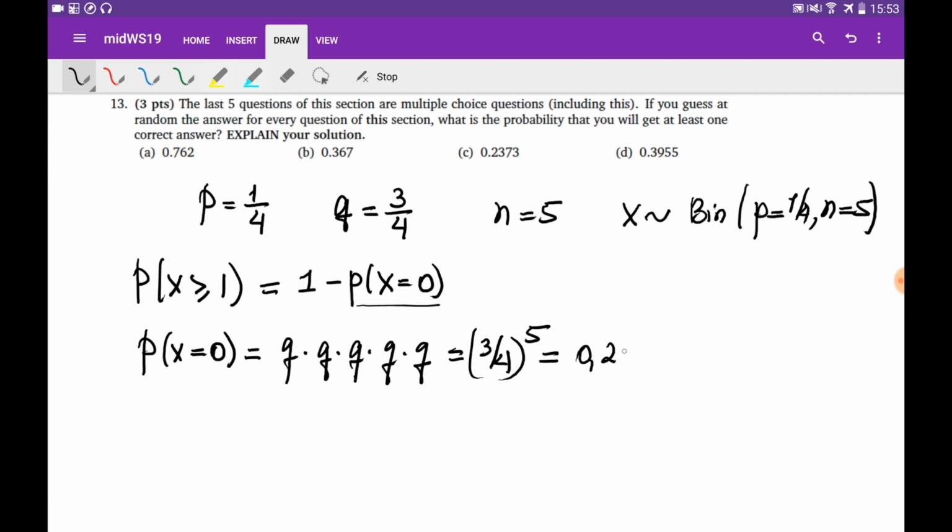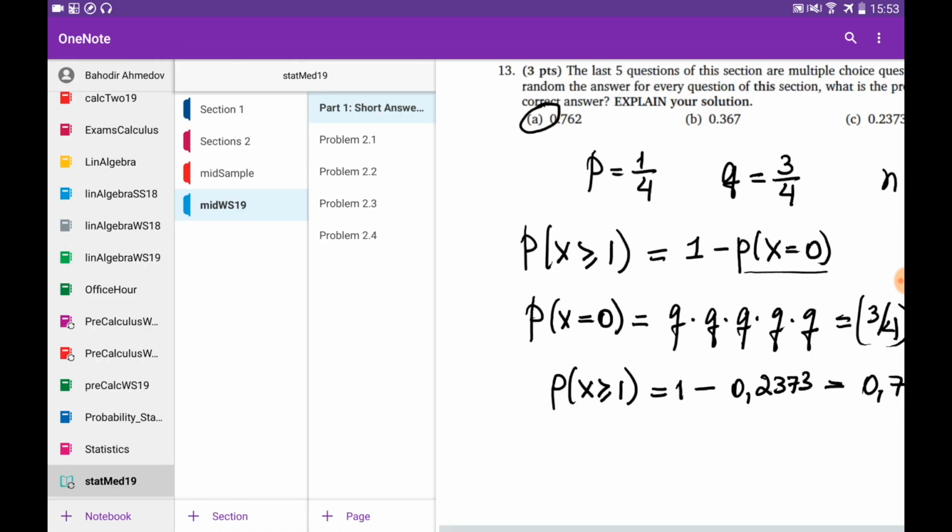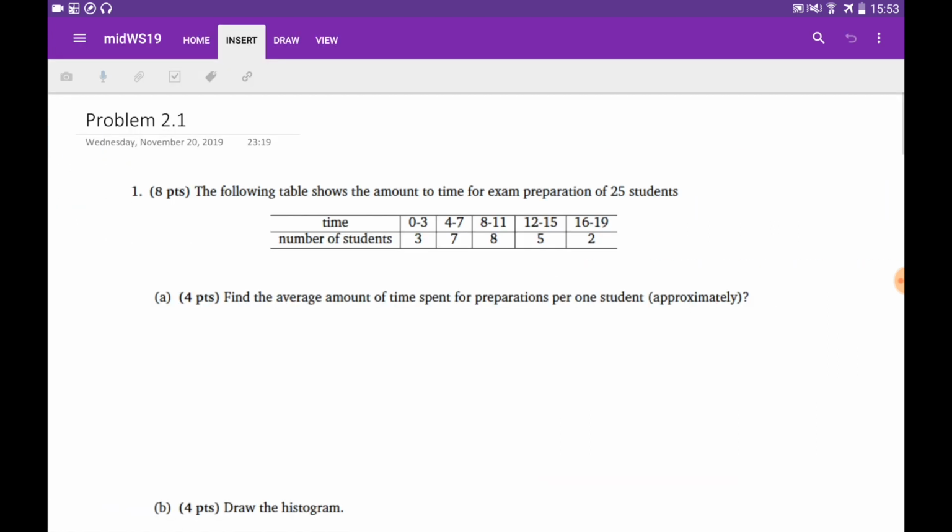roughly 0.2373, and the probability that x is more or equal to 1 is going to be 1 minus this number, which is equal to roughly 0.762. So the correct answer is A. Please note that the complete solutions are required to get the credits for this question. So part 2 contains 4 problems.